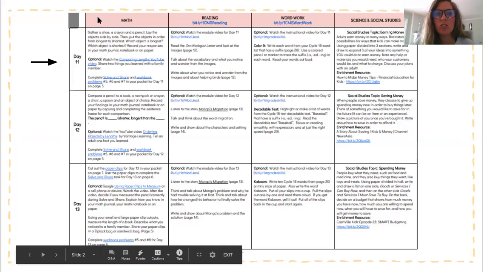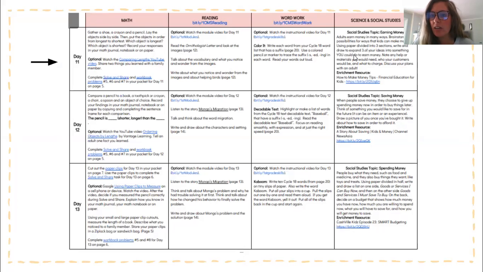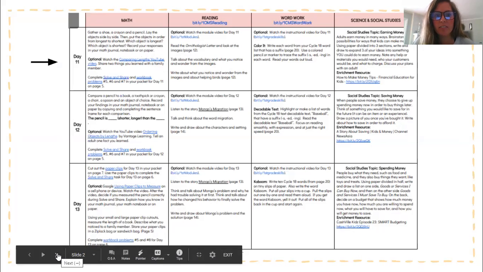All right, so this is what it looks like on your packet. It's going to be day 11, and it's going to be this row up here. Very similar, the same layout from the first packet we got.